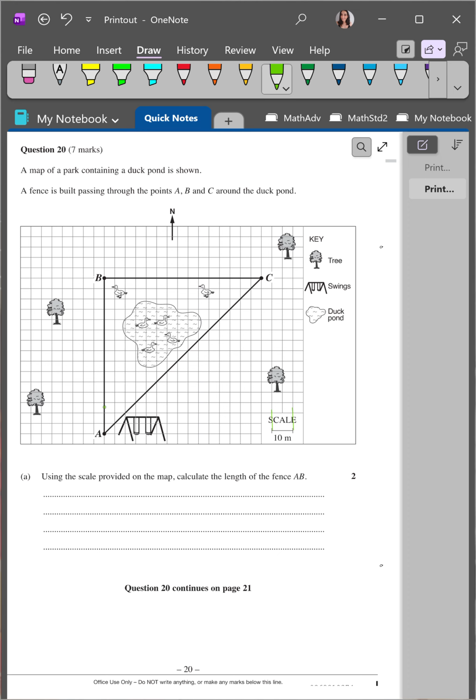So 1, 2, 3, 4, 5, 6, 7, 8, 9, 10, 11, 12, 13, 14, 15. Okay, so AB equals 15 squares. And if the scale is 10 meters for 2 squares, then it's just 5 meters for 1 square. So each square equals 5 meters. So therefore, AB is going to equal 15 times 5, which is 75 meters.